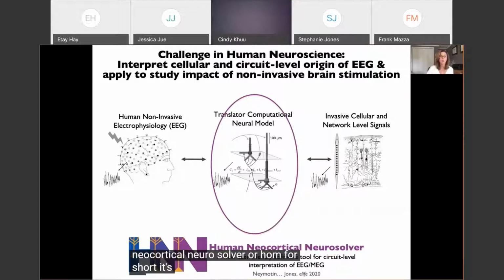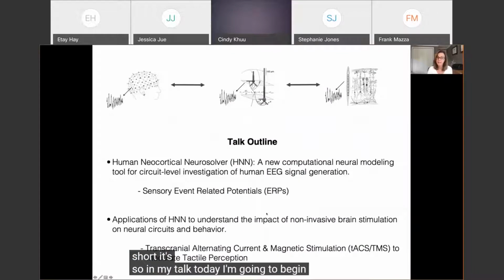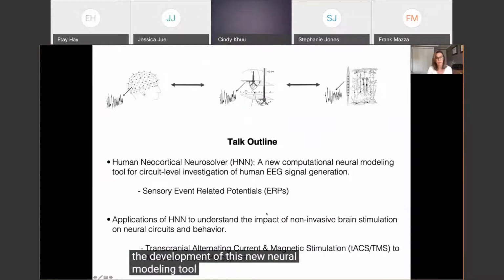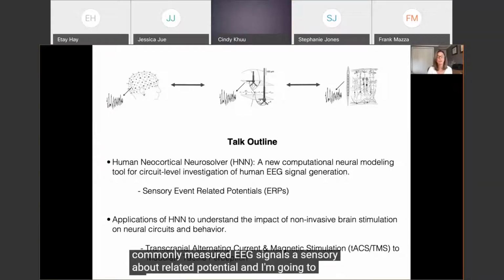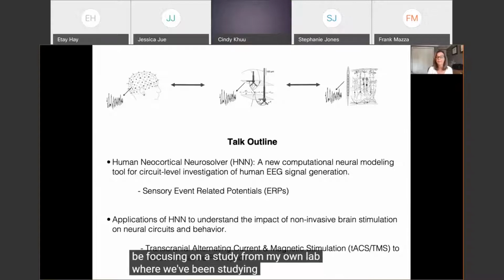In my talk today, I'm going to begin by giving you some of the background on the development of this modeling tool. And I'm going to go through an example of how it can be applied to study one of the most commonly measured EEG signals, a sensory event-related potential. I'm going to be focusing on a study from my own lab where we've been studying tactile perception and looking at tactile evoked responses.